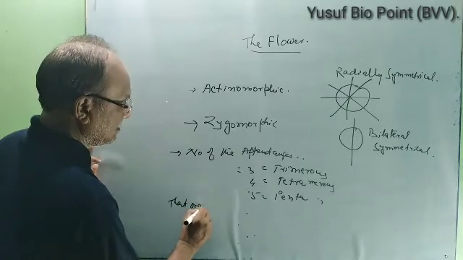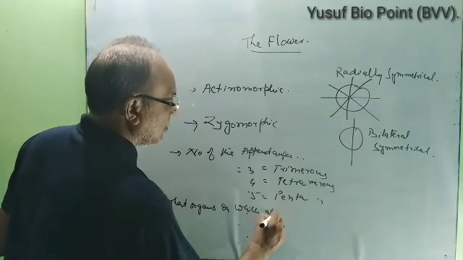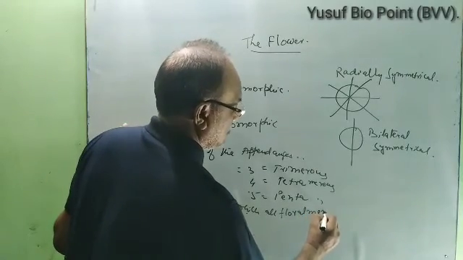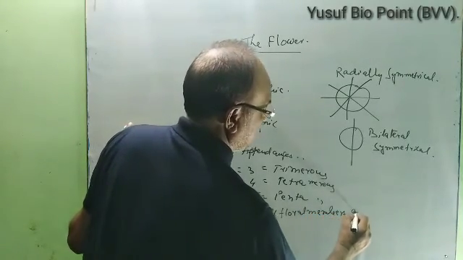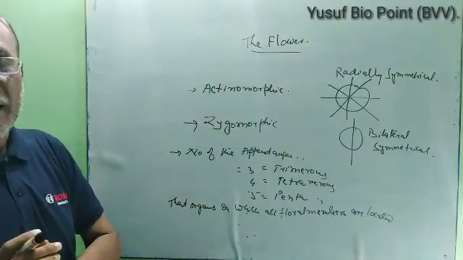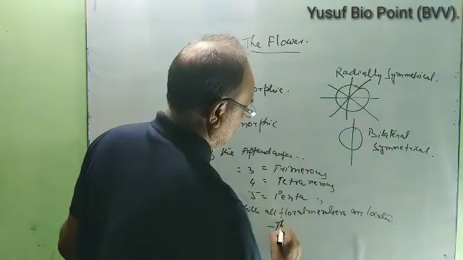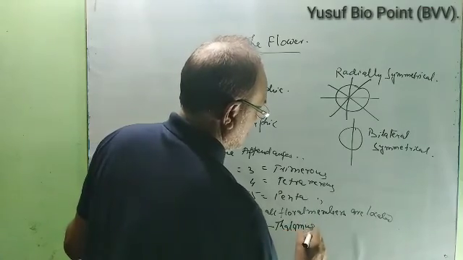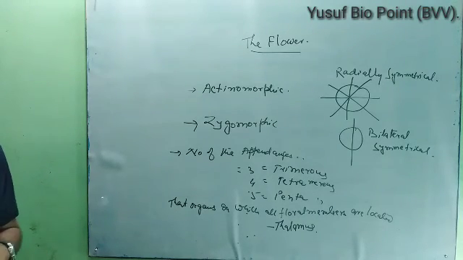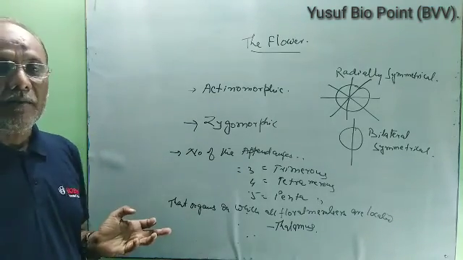And the part on which all these floral members, that is sepals, petals, androecium, gynoecium, are located, that is called thalamus. So these are some words which I use to describe the flowers.